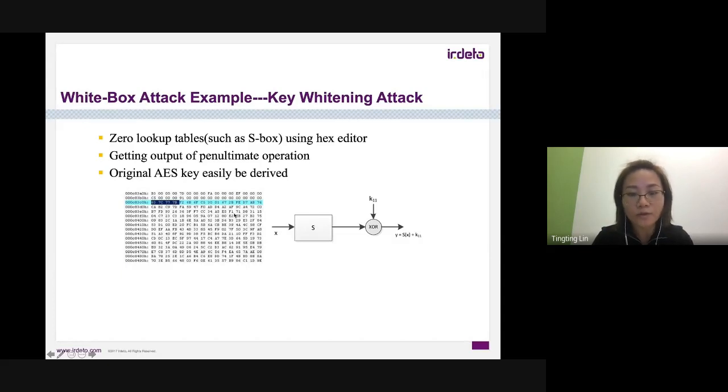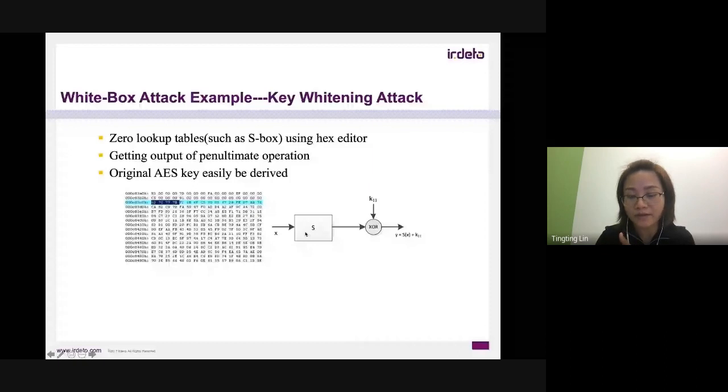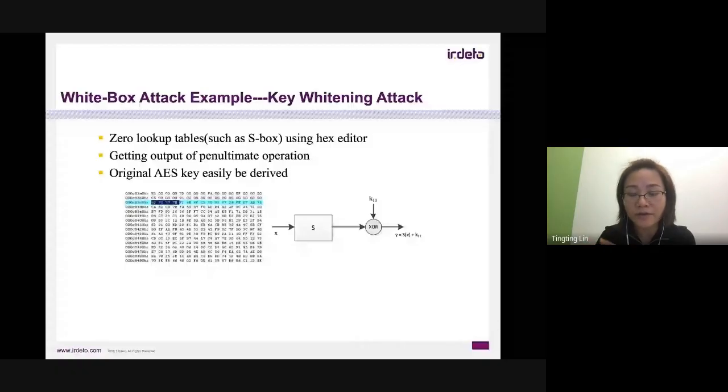And then when they run the AES, the last step of AES is that the value X is input into the S box, and the output will be XORed with the key. And then the output is the ciphertext. That's the normal operation, the last operation of AES.